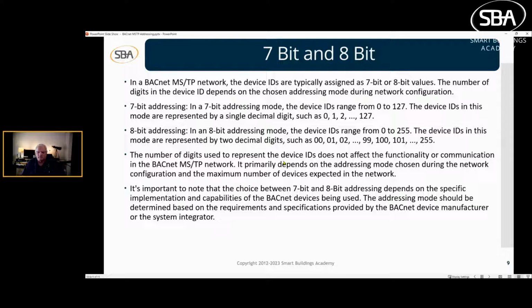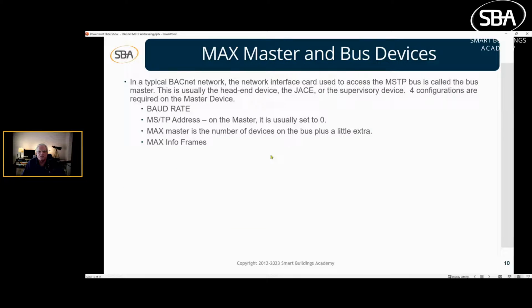Whether you use 7-bit or 8-bit addressing depends on who your engineer is designing it. This is based on the requirements and specs provided by the BACnet device manufacturer or the system integrator. It's dealer's choice. BACnet respectfully requests, please follow the standard. Now I want to talk about max master and bus devices.